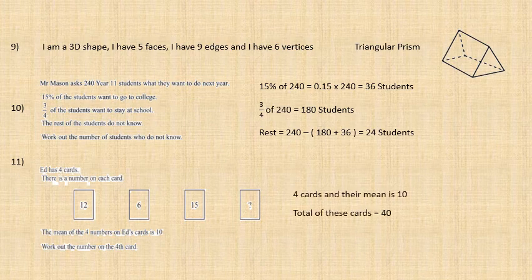So I will multiply 10 times 4, which is going to be 40. This is the total, the sum of the 4 cards. So if you add 12 plus 6 plus 15, it's going to be equal to 33, and then subtract that from 40, it's going to be the 4th card, which is 7.